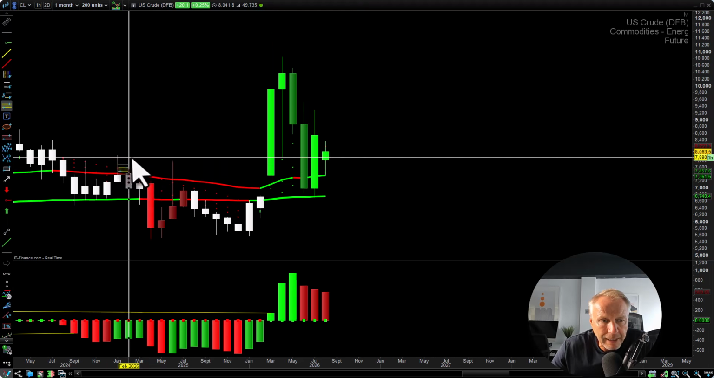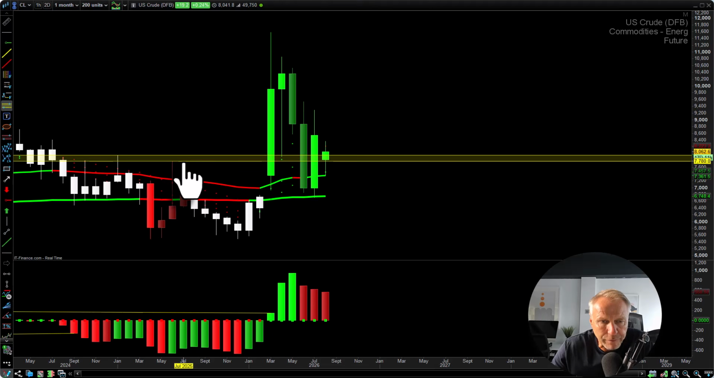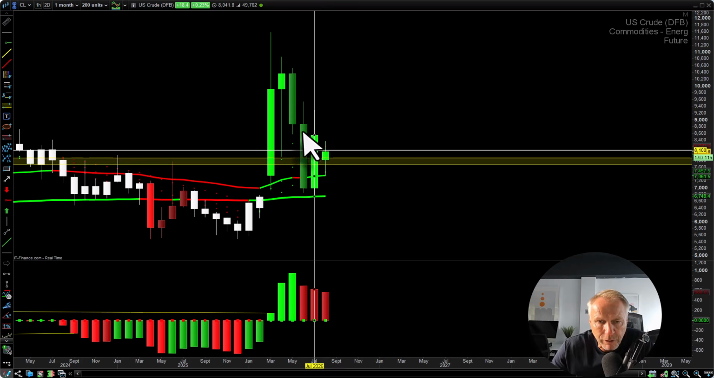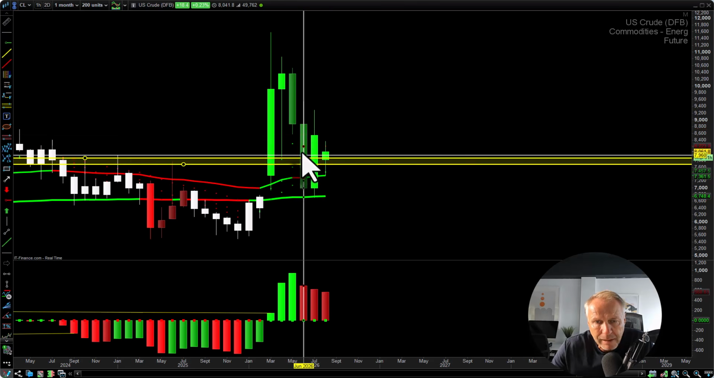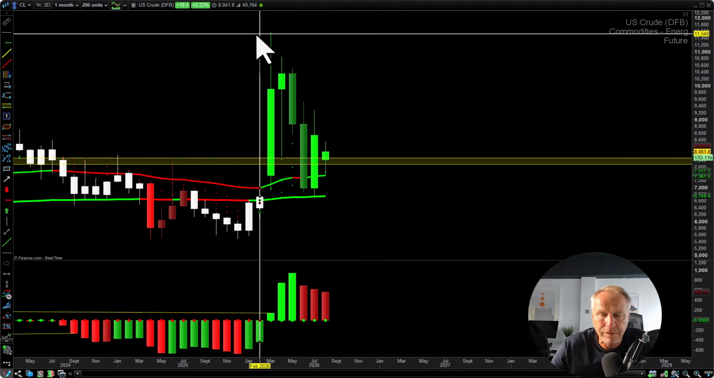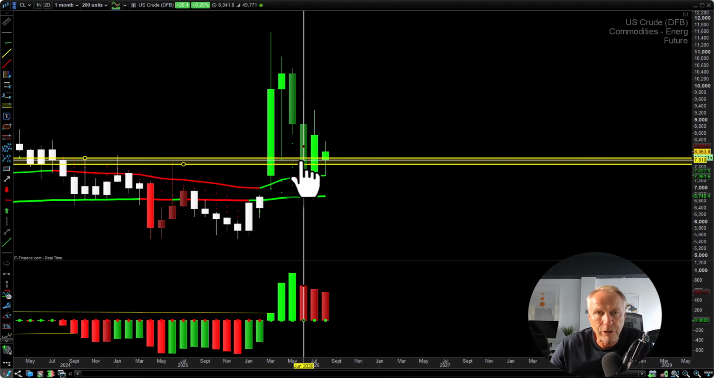And oil here, at this huge support area around here, these wicks created this huge support for me. It was just around this area that I started to get interested in oil as it pulled back after a multiple month move up to about, what was it, $115. So it pulled back into support. And you could use support as well.